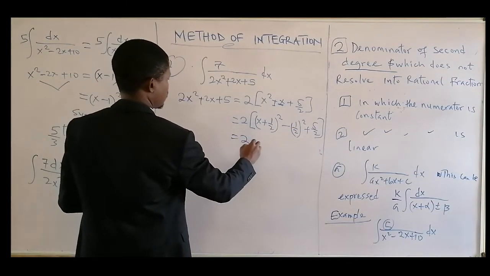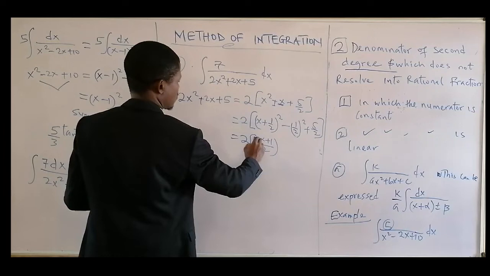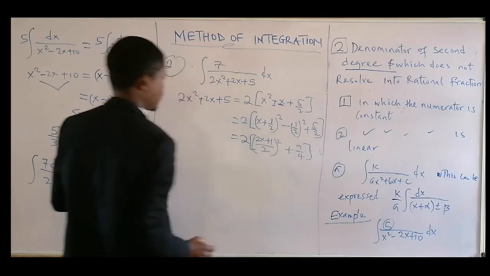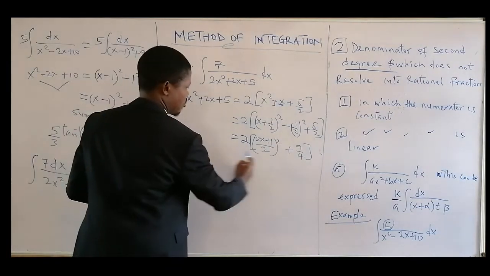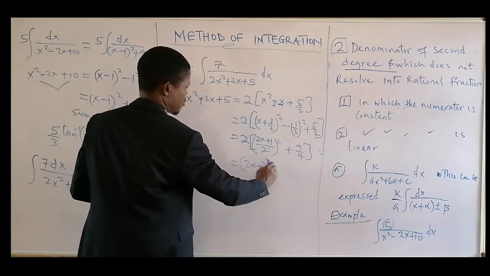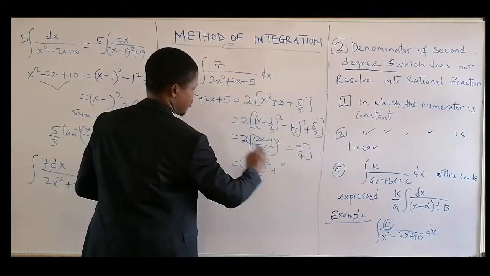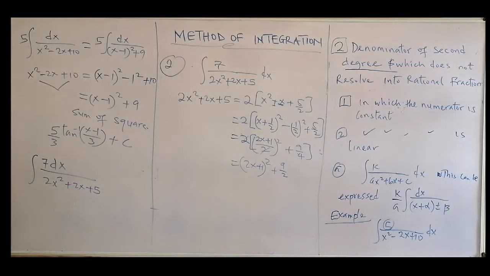So this will give us 2 into brackets, x plus 1 over 2, squared. Then this will give us plus minus 1 over 4 plus 5 over 2, which is 9 over 4. This minus goes in, and this will cancel out. You have 2x plus 1 squared, then plus 9 over 2 for this case. I think it's 9 over 2, if you have not made mistakes.